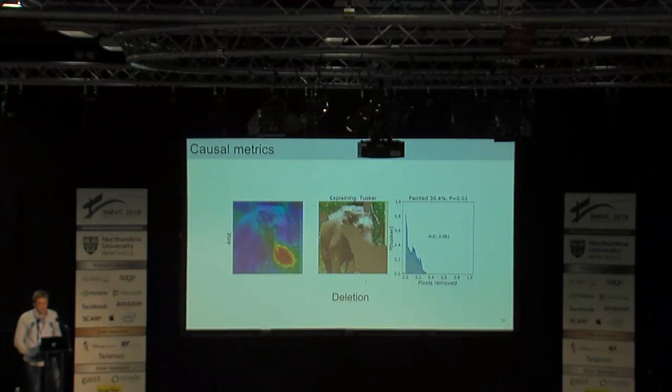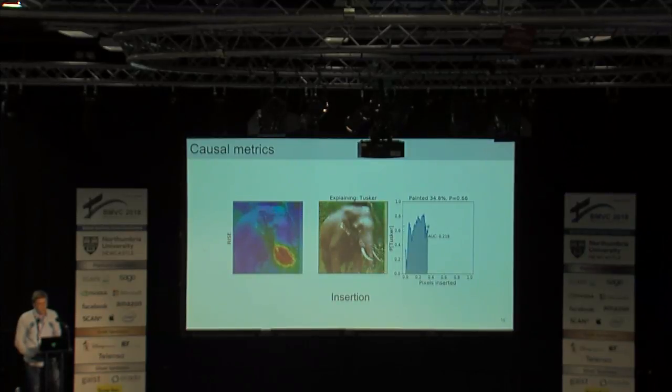So the better the explanation is, the sharper the drop should be. That's because if you remove some important regions in early stages, that means the explanation is good. So the less area under the curve, lesser area under the curve means steeper drop, and it means better explanation.